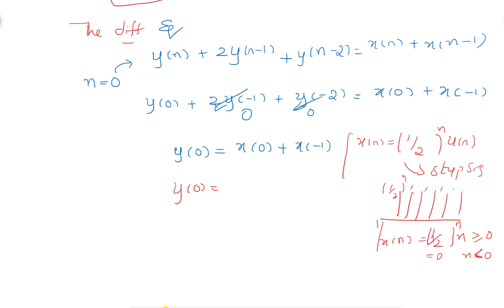This is very important, students. Just remember, x of n is equal to (1/2) to the power of n when n is greater than or equal to 0, and 0 when n is less than 0. Here x of n is (1/2) to the power of n for n greater than or equal to 0, and clearly it satisfies this condition. So (1/2) to the power of 0, because n is equal to 0. That's fine. What about x of minus 1? Clearly x of n is 0 for n less than 0, so its value is equal to 0.